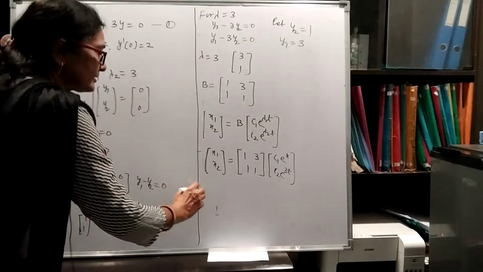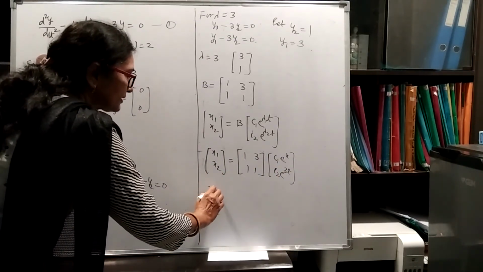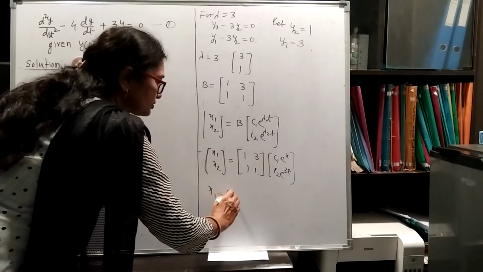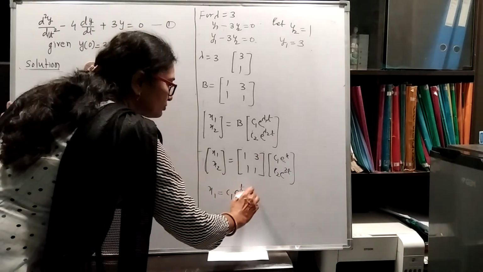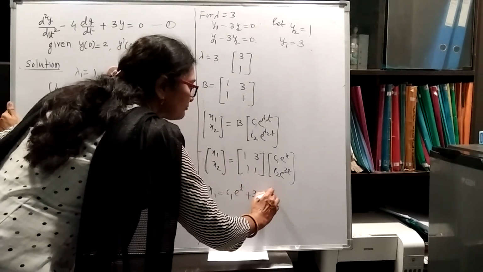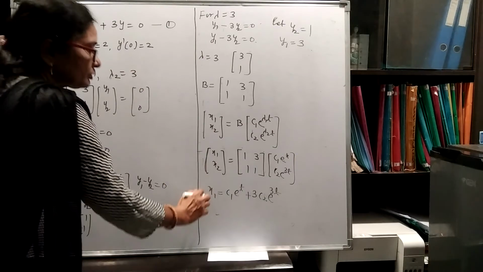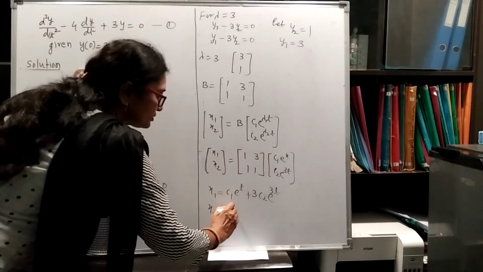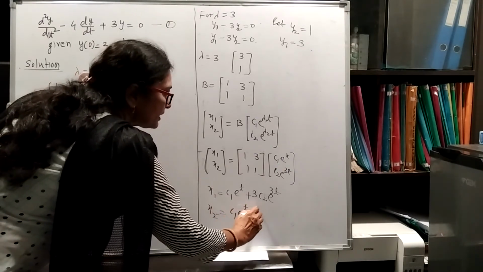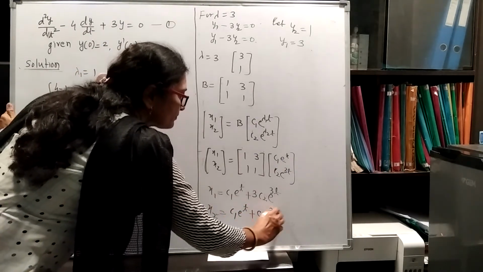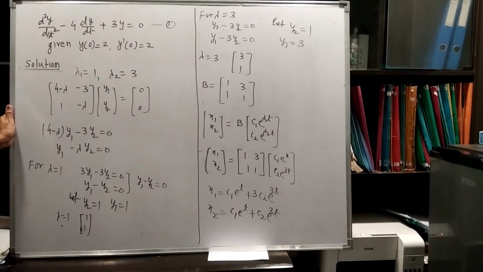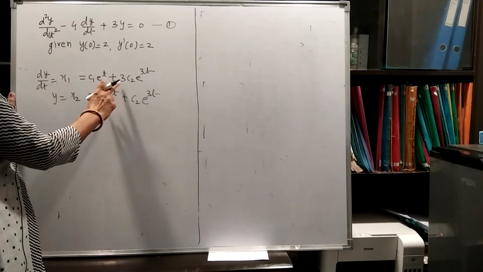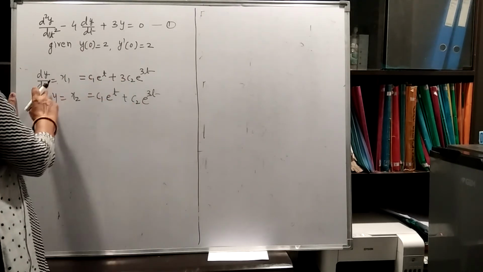Now if we expand this, we will get x1 is equal to 1 into c1, that is c1 e to the power of t plus 3 c2 e to the power of 3t. Sorry, this is the next equation: x2 is equal to 1 into c1 e to the power of t plus c2 e to the power of 3t. So now we got two equations, x1 is equal to c1 e to the power of t plus 3 c2 e to the power of 3t.